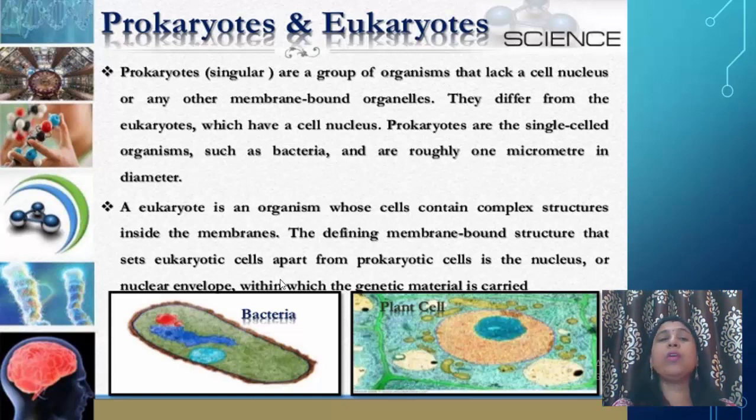So got it? The genetic material or nuclear material of prokaryotes is not inside a nuclear membrane. Nuclear membrane is absent. Membrane bound organelles are absent in prokaryotes. It is floating in the cytoplasm and it is also known as nucleoid. Whereas in a eukaryotic cell, the defined membrane bound structures are there within which the genetic material is carried. That means nuclear membrane is present, as well the membrane bound organelles are also present in eukaryotes.